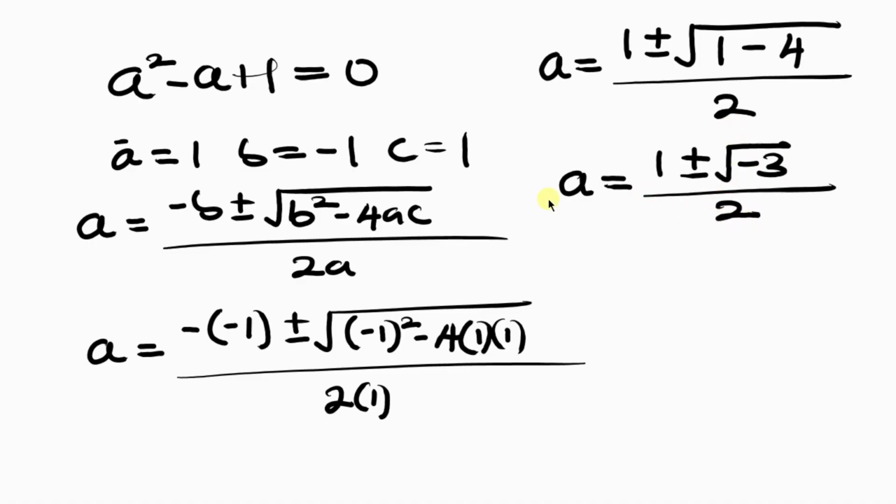Good. Now this becomes a equal to 1 plus or minus the square root of negative 3, which is i root 3. Good. A complex number, all over 2. Now there are two values of a from here. a is equal to 1 plus i root 3 over 2, or a is equal to 1 minus i root 3 all over 2. Now we're going to be using this value of a to get the value of b.